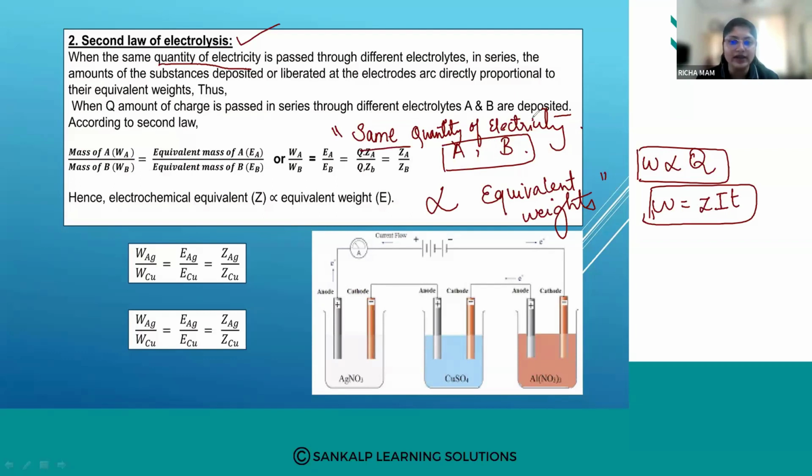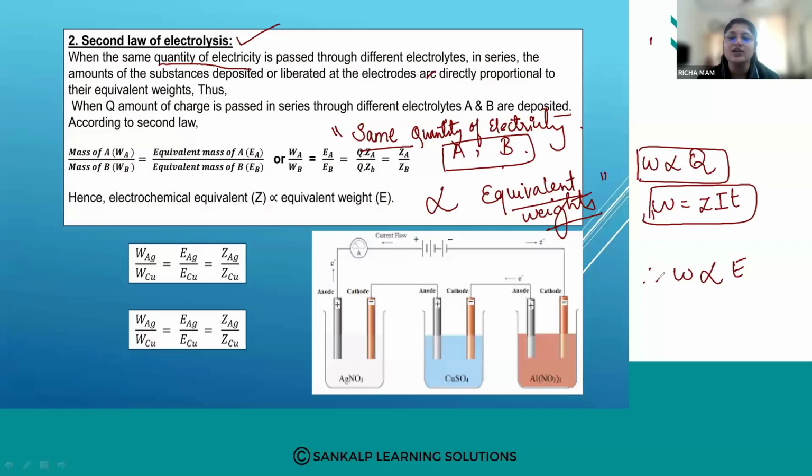So the same quantity of electricity is passed through the different electrolytes. Whatever the amount of substance deposited or liberated at the electrode is directly proportional to their equivalent weight. So this is the second law of electrolysis. Now here also, Q is your amount of electricity. So the amount of substance is directly proportional to the equivalent weight, from the second law of electrolysis.